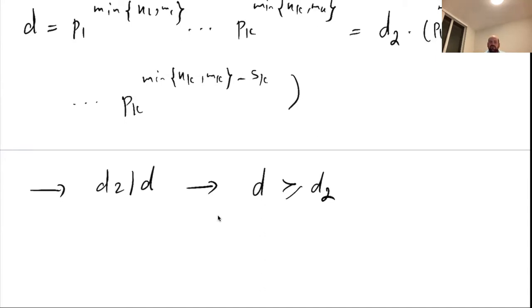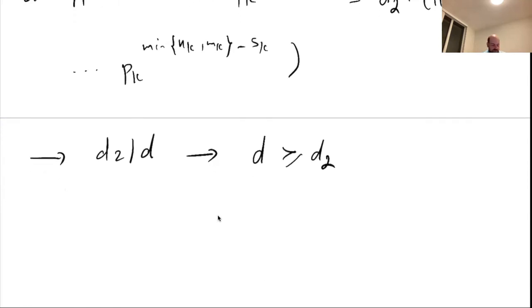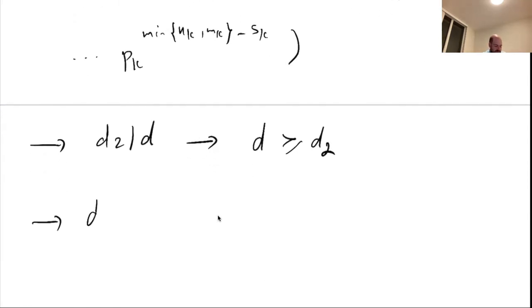D and D2 are both positive numbers, right? And D2 is a factor of D. So if I have two positive numbers, and the first is a factor of the second, then the second is bigger than or equal to the first, right? For example, 5 is a factor of 10 and 10 is bigger than or equal to 5. And that means D is GCD of A and B. So if D is bigger than or equal to D2, what was D2? D2 was any common divisor of A and B. If D is bigger than or equal to any common divisor of A and B, well, that means D is the greatest common divisor of A and B.